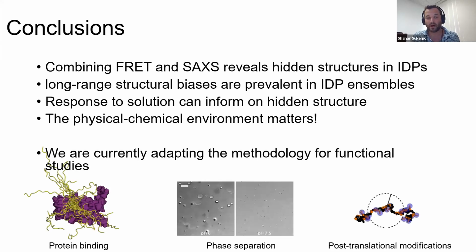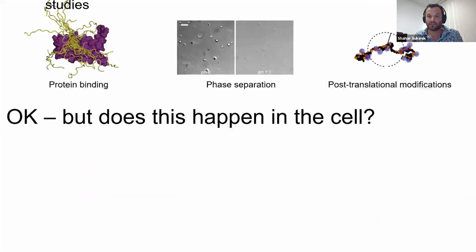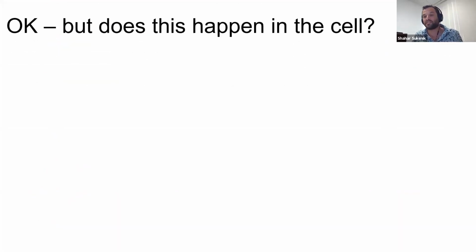And so what we're doing now is we're adapting this methodology for functional studies. So we're looking at how these changes in ensemble translate into changes in protein binding and phase separation and post-translational modifications and so on. So this is all great, but here's the place where we remind ourselves that this all happened in vitro, right? And I started out my discussion about how the cellular environment changes and it matters. And so really the question is, does this kind of effect happen inside the cell?